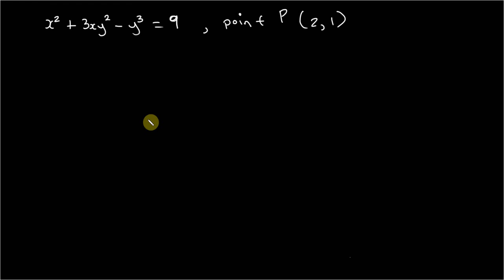We are asked to find the equation of the tangents to the curve with the implicit equation, at the point (2, 1). I just denoted that as P. So to point P (2, 1), we need to find the equation of the tangents.